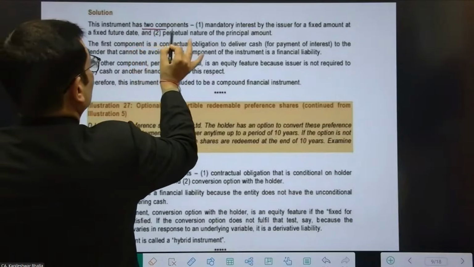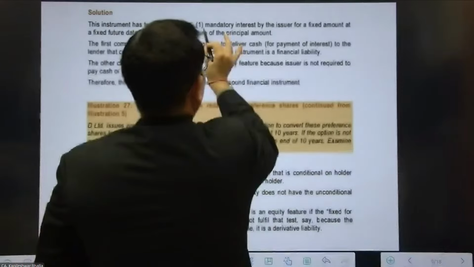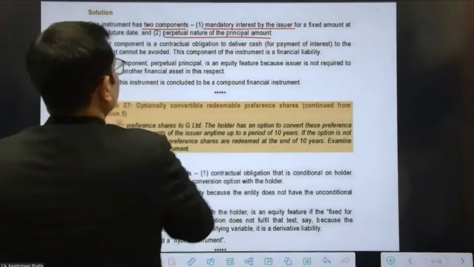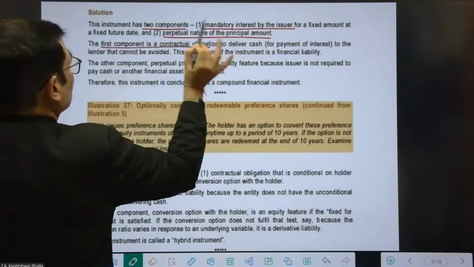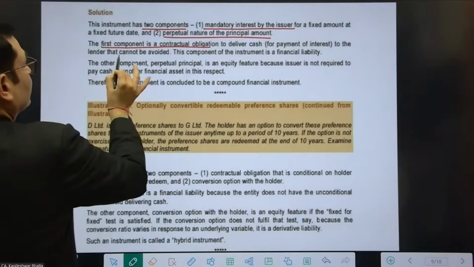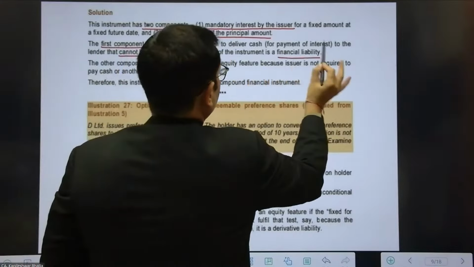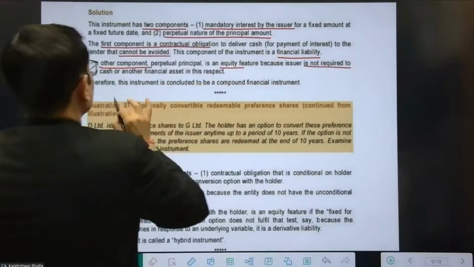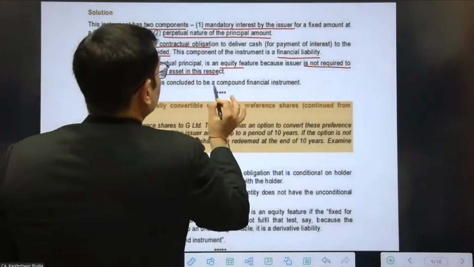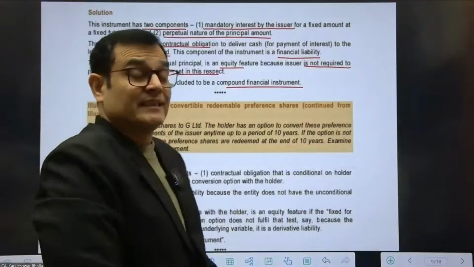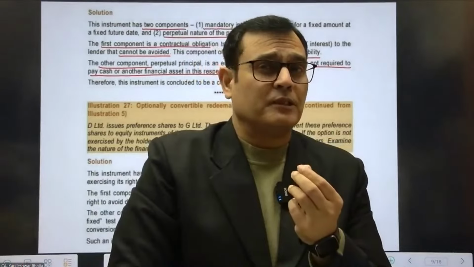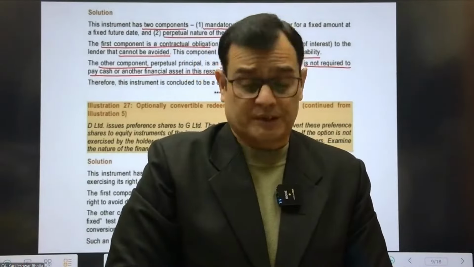It says the instrument has got two components. One is mandatory interest by the issuer for a fixed amount at a future date and the perpetual nature of the principal. The first component is a contractual obligation to deliver cash, and that cannot be avoided, and it is a financial liability. The other component is supposed to be an equity because it is not required to pay the cash or another financial asset. Therefore, it is a CFI. Since in the question I was not given the rate of interest as per the market terms, I was just given that the interest rate is 8%.